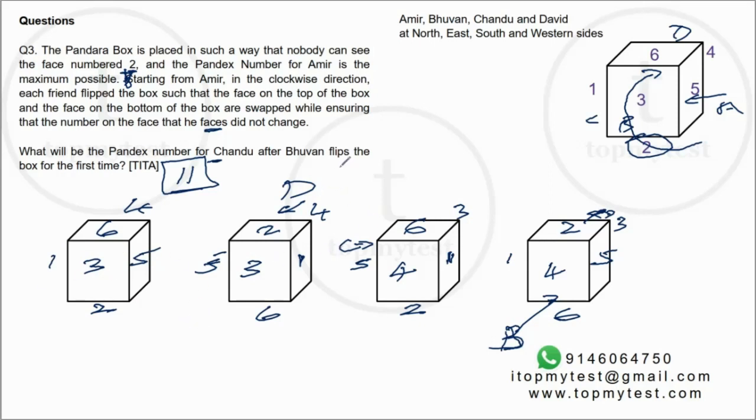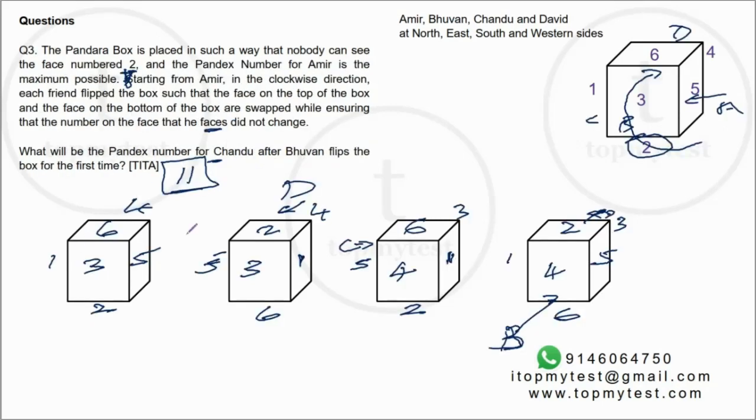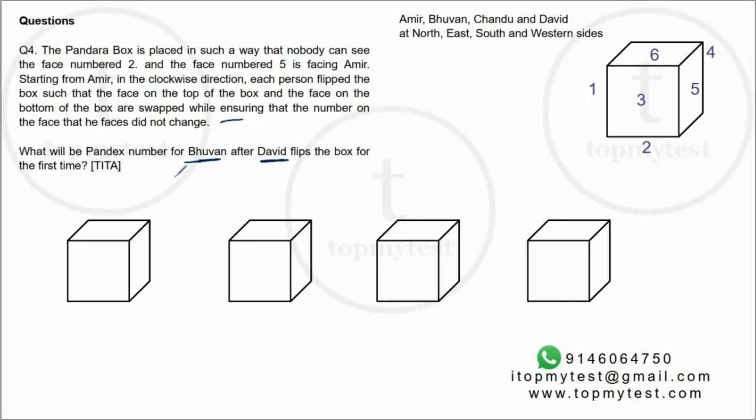Right, the question is, what will be the Pandex number for Bhuvan after David flips? Okay, so Amer is here, Bhuvan is here. Bhuvan will face 3 and the top is 6. So 3 plus 6 will be 9. 9 will be your correct answer.